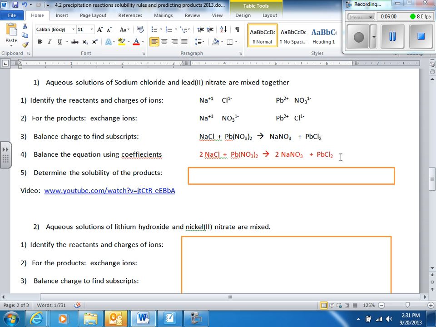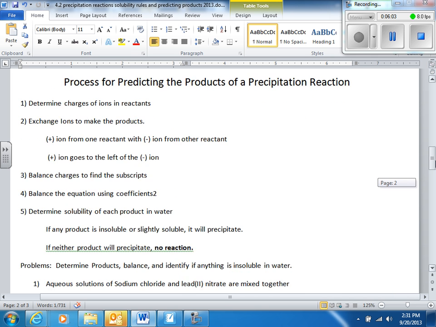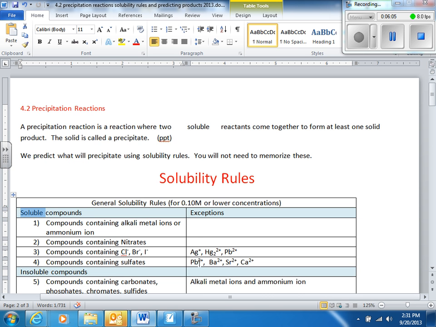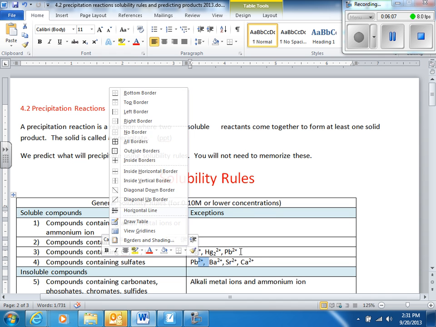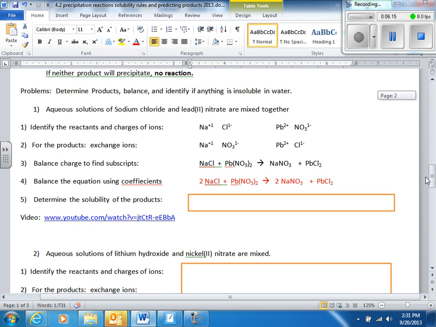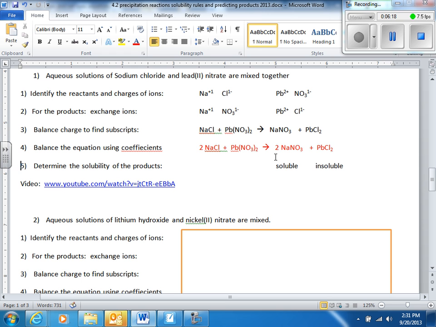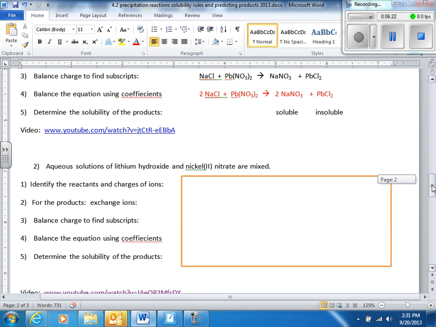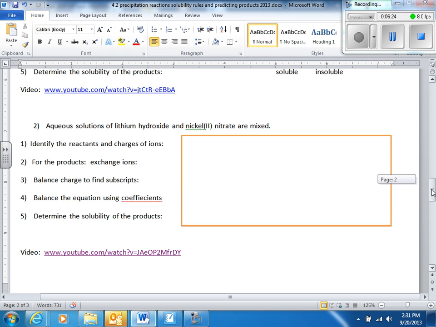And if you look up your rule for chlorides, it says chlorides are soluble except, oops, here's the chlorides, except with Pb2+. So when we have Pb2+ with Cl minus, that is not soluble. So this one's soluble, this one is not. Okay, we're done. Let's do the next one.